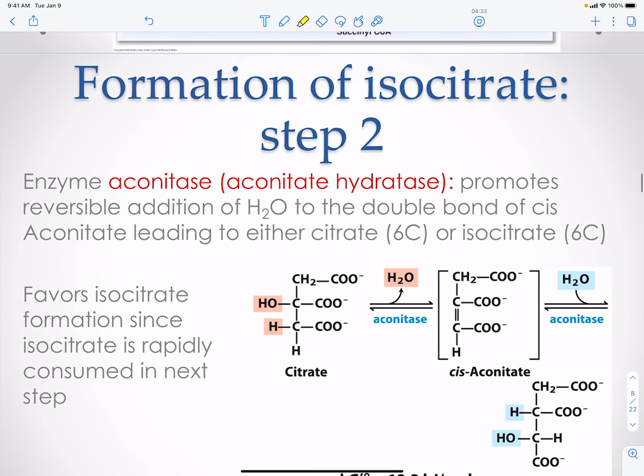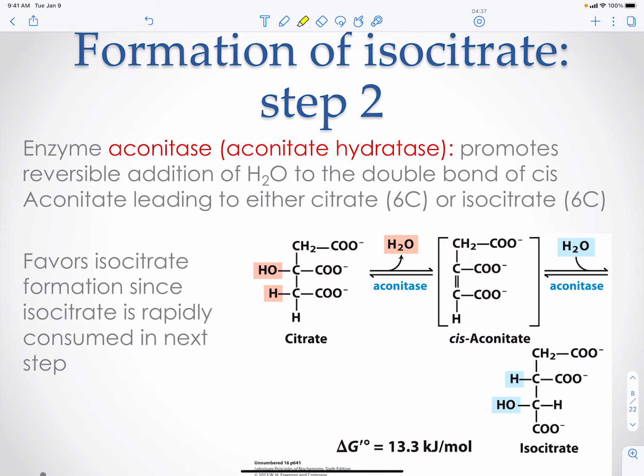Now the second step is isocitrate. And so this is going to use an enzyme called aconitase. And with aconitase, you're going to have a reversible addition of water to the double bond of cis-aconitate. And this is going to lead to either citrate or isocitrate. Now this is going to favor isocitrate under conditions where you need energy, because in the next step, isocitrate will be rapidly consumed.